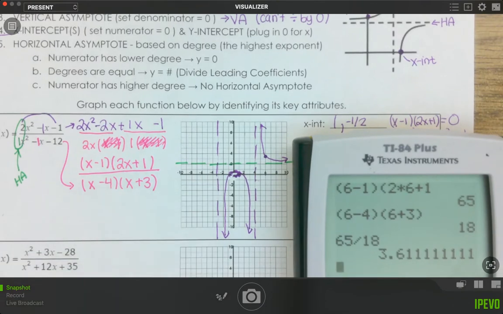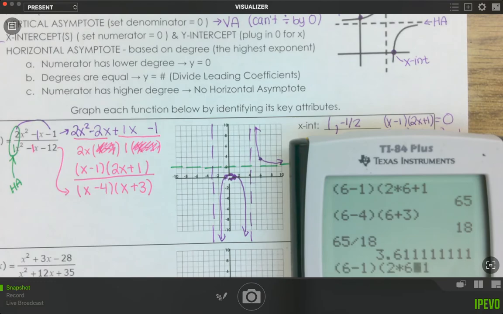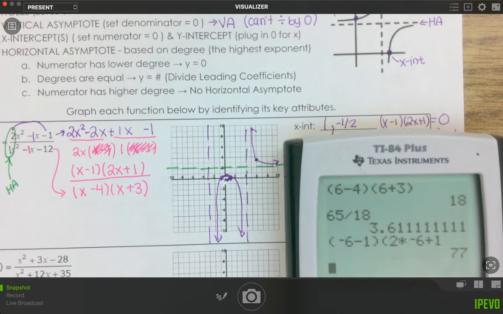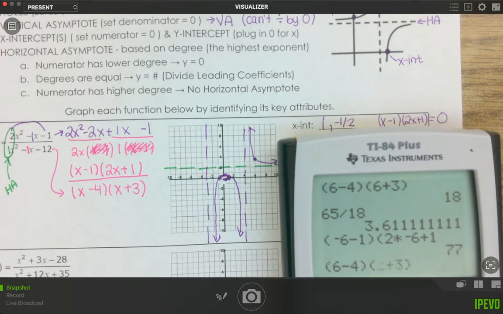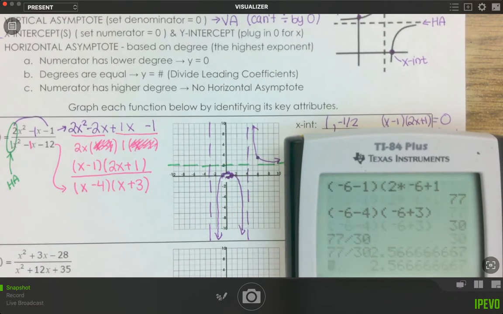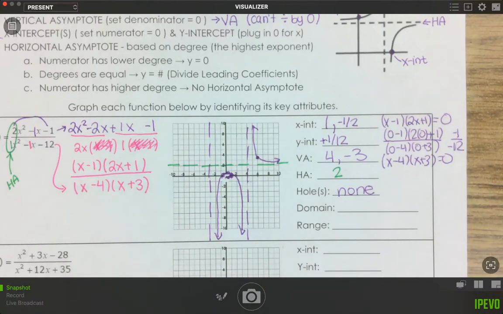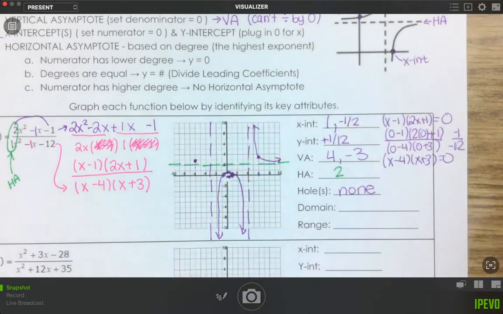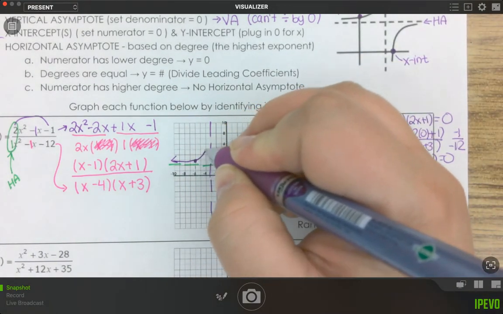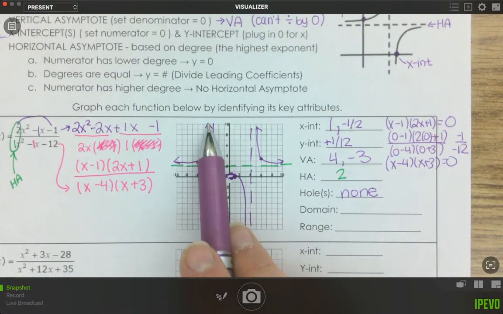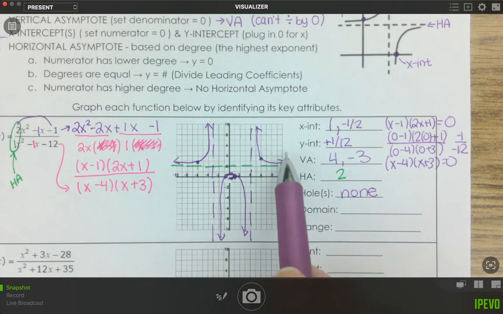Since I picked 6, I'm just going to change that number to negative 6, because that's on the other side. So I get 77 divided by, the other side is going to be 30, which is 2.6 basically. So I go to negative 6 and up 2.5, which means this one goes like this. See how it's kind of like going along the bottom and then it's going along the top. It can't cross these lines, it just kind of goes parallel to them.